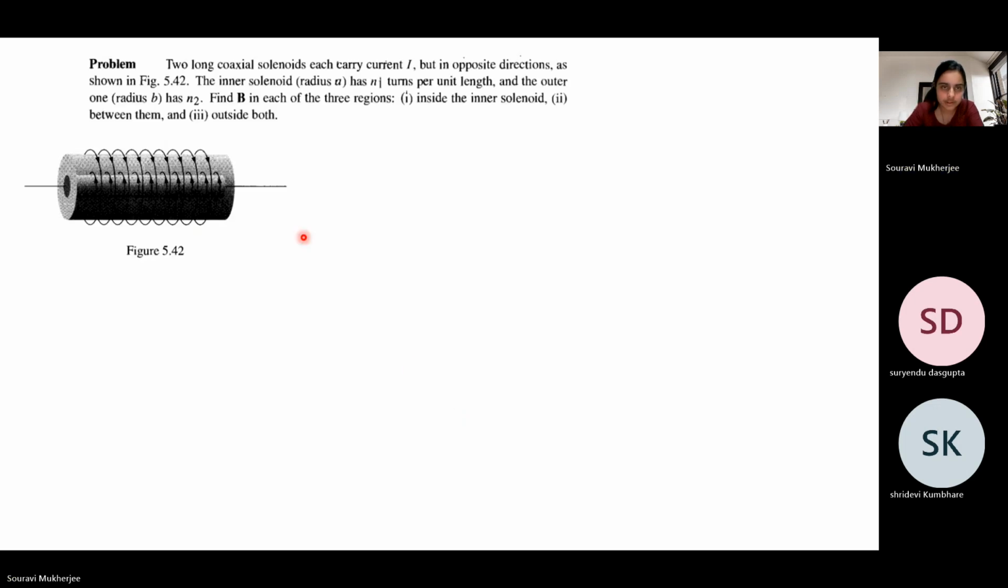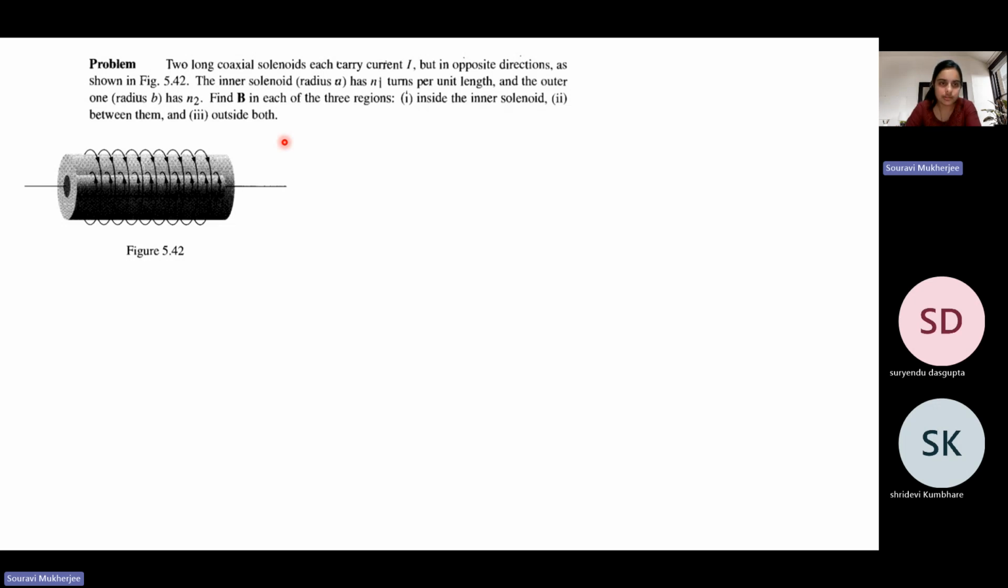So based on that, you can try to answer questions like this, where suppose you have two long coaxial solenoids, current carrying I, but in opposite directions. Now, this one has N1 turns and the second one has N2 turns, and they have different radii. And so now you want to find what is the field in these three regions: inside the inner solenoid, between them, and outside both.